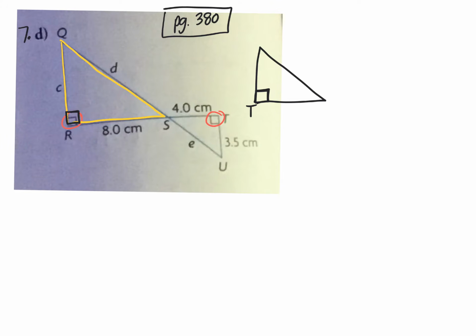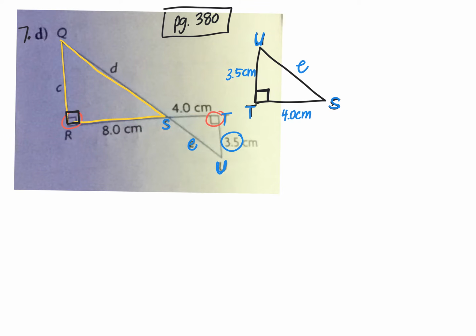Which angle is S? The one on the right or the one up here? The one on the right. Now, so this would be U, right? So then one way you could do this, if you don't want to rotate your page around, is I've labeled this now TU. So I'm just going to look here. I have TU, which is 3.5. So that goes here, right? And then I have SU is labeled as E. So this is SU. So this side is E. And then that leaves me with ST, which is 4.0 centimeters.